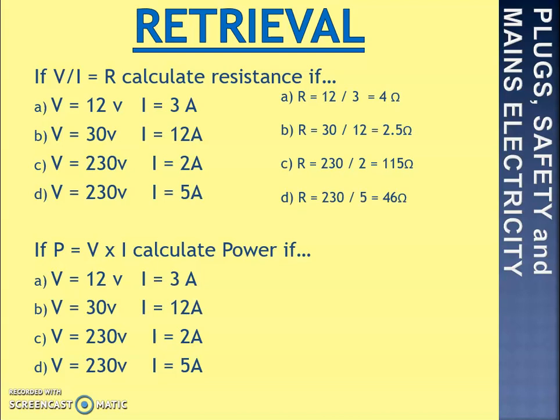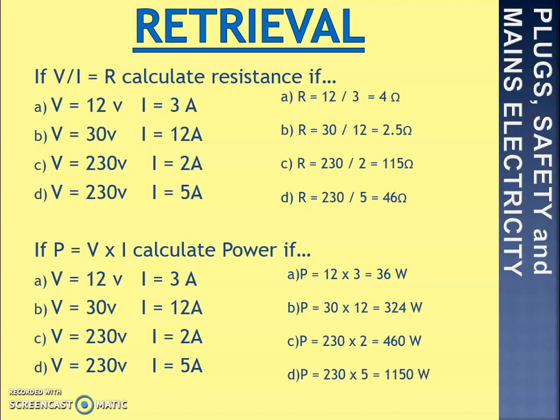Second section, for power. If power equals voltage times current, calculate the power. If V is 12 and I is 3, that would be 12 times 3, giving you 36 watts. For B, if V is 30 and I is 12, that would be 30 times 12, giving you 324 watts. Question C, 230 times 2 would give us 460 watts. And D, 230 times 5 would give us 1150 watts. Again, be careful with your units and ensure you've calculated those correctly. Please pause the video to make sure you've done that.